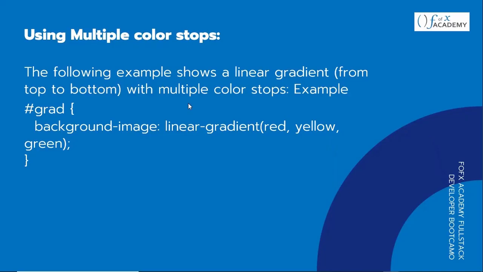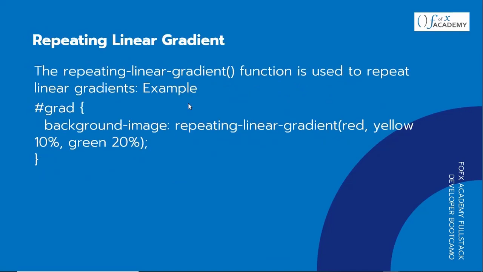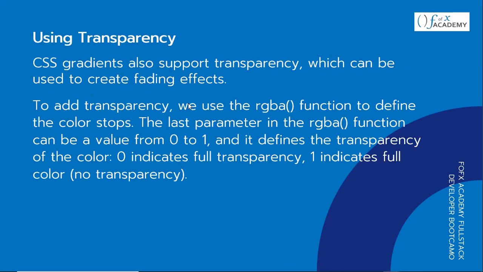So lastly for today, we're talking about using transparency and repeating linear gradient. CSS gradient also supports transparency, which can be used to create fading effect. For transparency, we use the RGBA function to define the color stops. The last parameter in the RGBA function can be a value from 0 to 1, and it defines the transparency of the color. Zero indicates full transparency, one indicates no transparency.